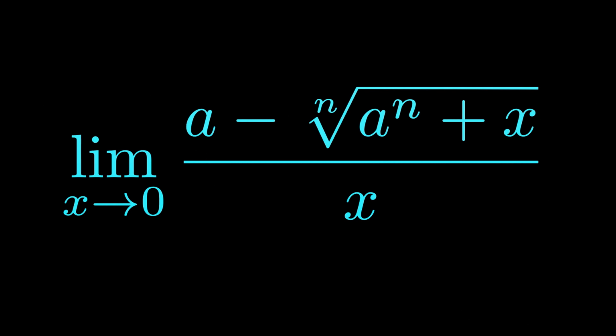Hey everyone, in this video what we're going to do is solve the limit as x goes to 0 of a minus the nth root of a raised to n plus x, divided by x, where a and n are natural numbers. Now we can't just let x go to 0 because then we would be dividing by 0. So we're going to solve this limit via two different methods. The first is a change of variable and the second is L'Hopital's rule.